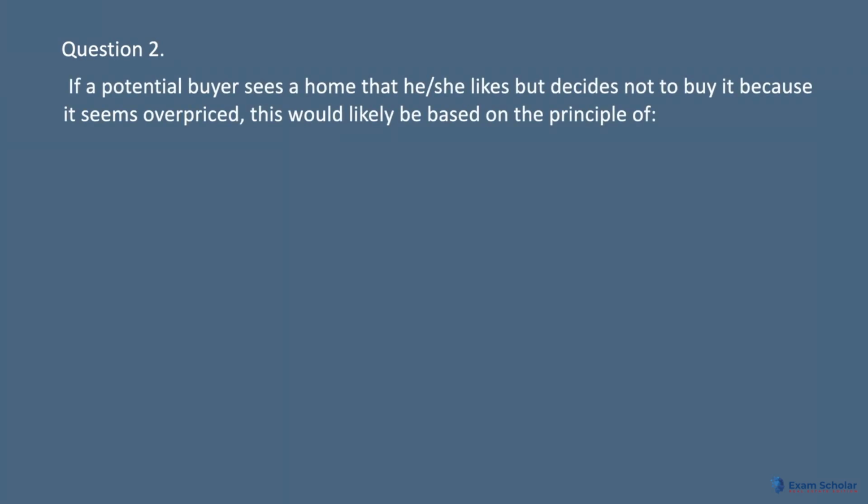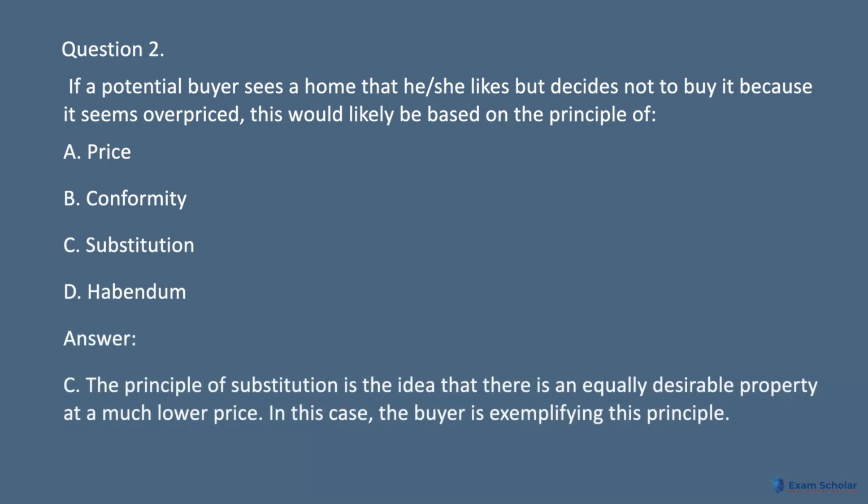Question 2. If a potential buyer sees a home that he or she likes but decides not to buy it because it seems overpriced, this would likely be based on the principle of A. Price, B. Conformity, C. Substitution, D. Habendum. Answer C. The principle of substitution is the idea that there is an equally desirable property at a much lower price. In this case, the buyer is exemplifying this principle.